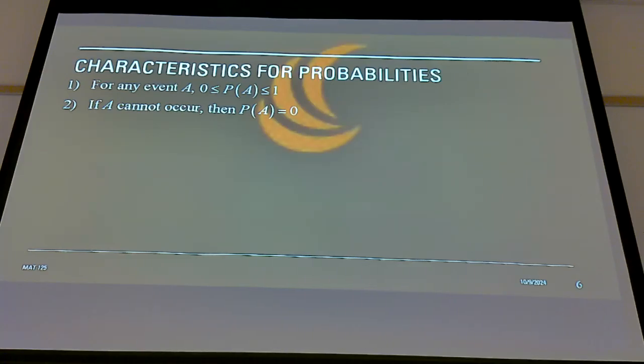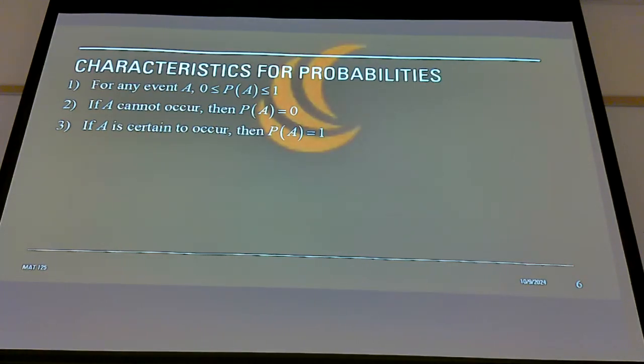A probability of 1 means the event is certain. Here's where you're going to start to see the morbidity in statistics. What's the probability of you dying? 1. You're guaranteed to die. It's a fact of life.